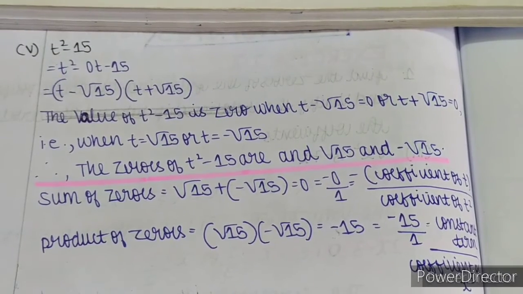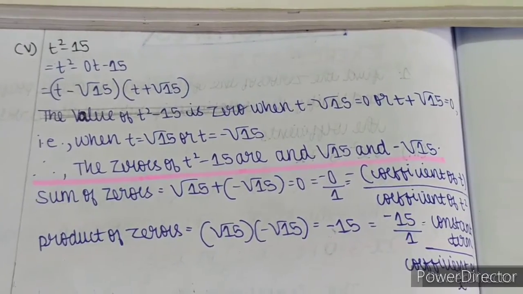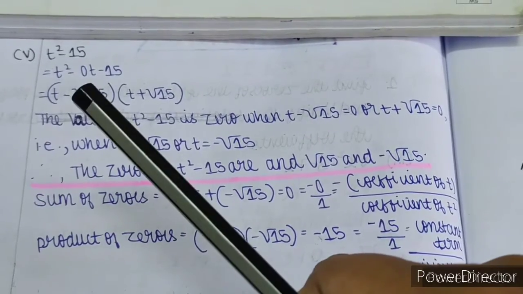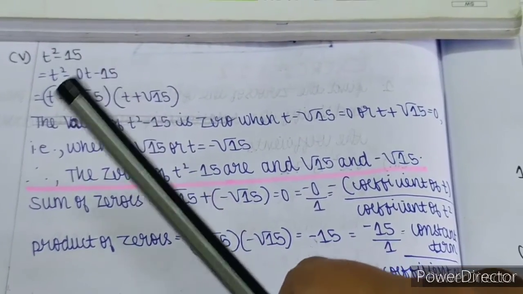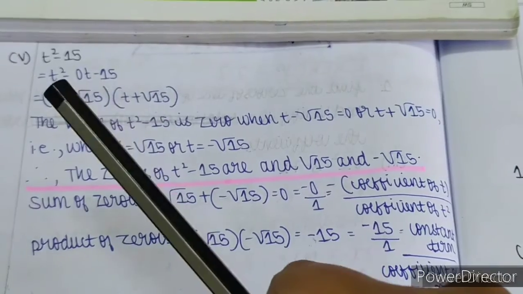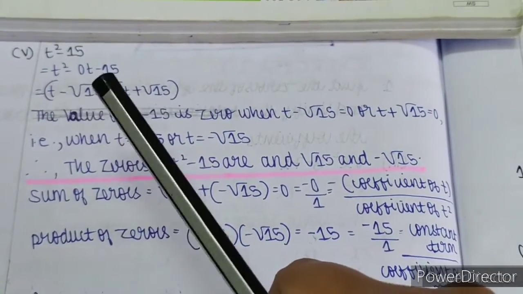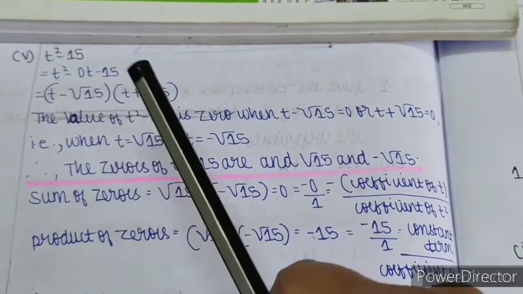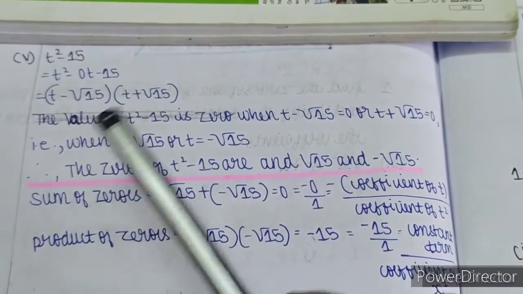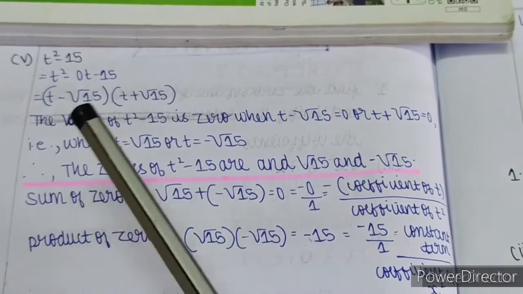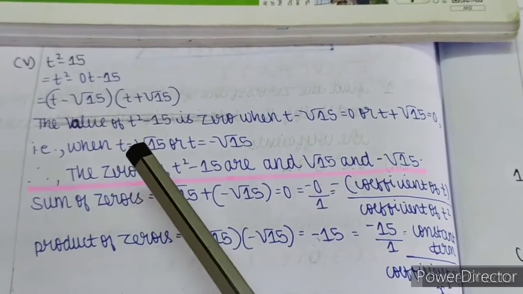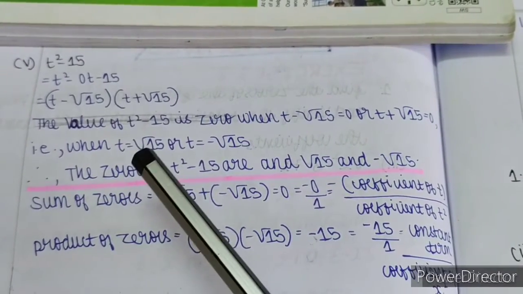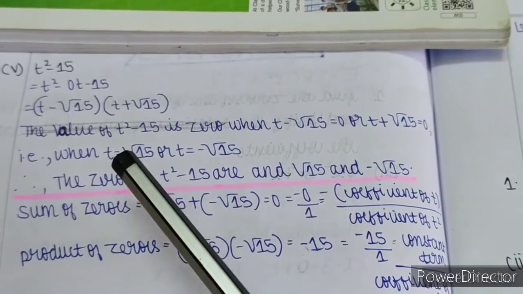The fifth subdivision of the first question of exercise 2.2 is t square minus 15. In the last subdivision we saw that the constant term was 0. Here the middle term is missing, so the middle term is 0. So we can write it as t square minus 0t minus 15. Factorizing this we get (t minus root 15)(t plus root 15). On further solving for the value of t, we get t is equal to root 15 or t is equal to minus root 15. So the two zeros of the polynomial are root 15 and minus root 15. We can consider them as alpha and beta.